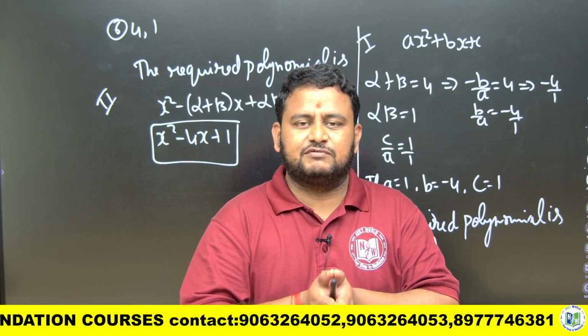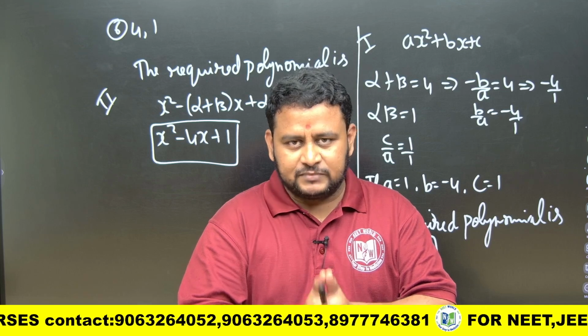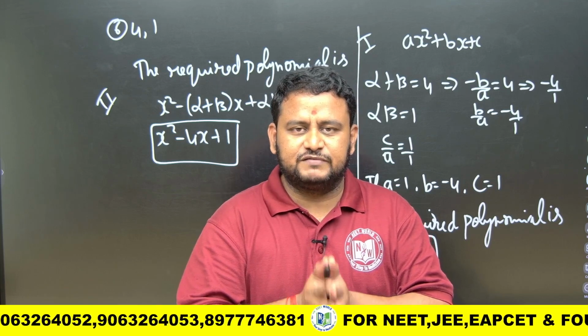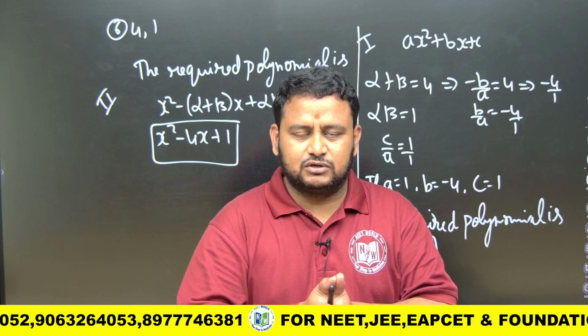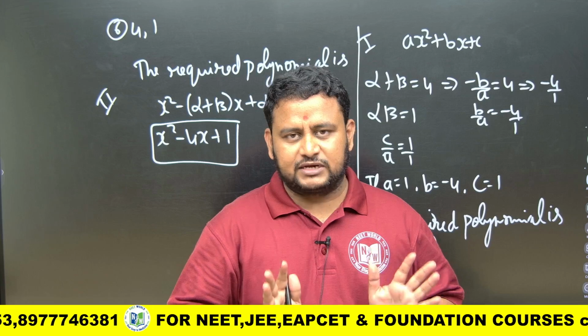Another is that the required polynomial is of the form x square minus (alpha plus beta) x plus alpha beta. There you can directly substitute the sum of the zeros, alpha plus beta, and the product of the zeros, alpha beta, and you will get that form. I hope it is clear.